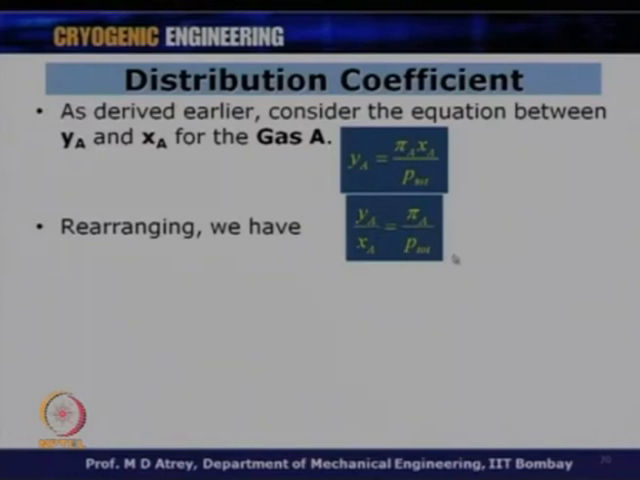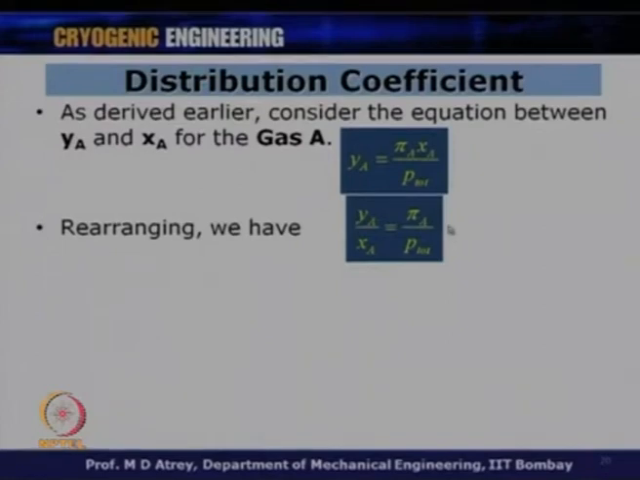Is the total pressure of the mixture. So, actually, they are both constant for a given temperature and pressure of a mixture. If I know the temperature of a mixture and the total pressure of the mixture, the ratio of Ya and Xa essentially remains a constant, as long as the temperature and the pressure of the mixture are defined.